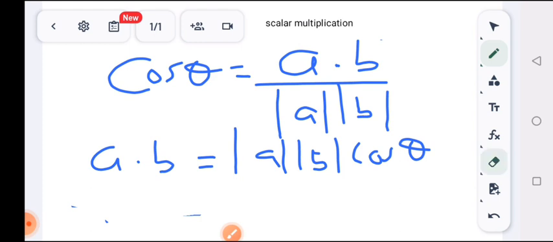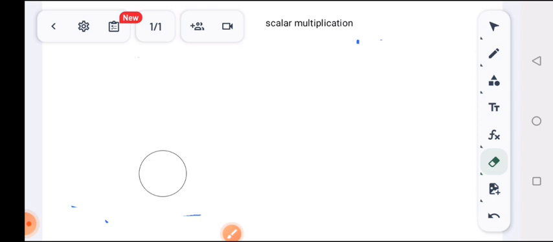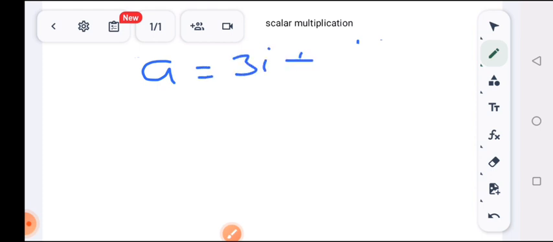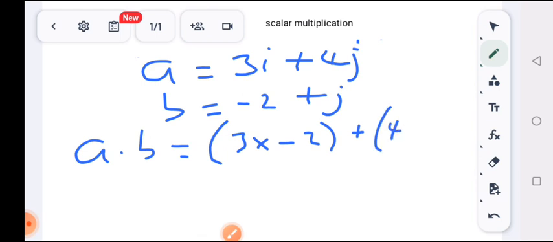Okay, so let me just give a quick one using the first example. So let's say, for example, I have a to be 3i plus 4j, right? And I have b to be minus 2i plus j. When we found the scalar product of a and b, it was 3 times minus 2 plus 4 times 1, right? So this is minus 6 plus 4, okay, that will be minus 2. So the scalar product of a and b is minus 2.